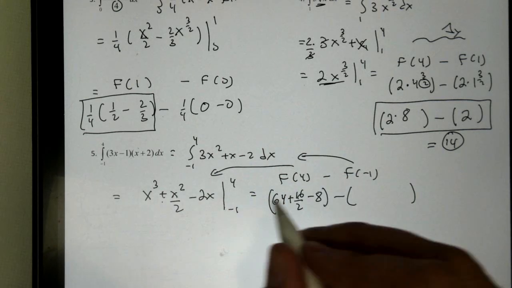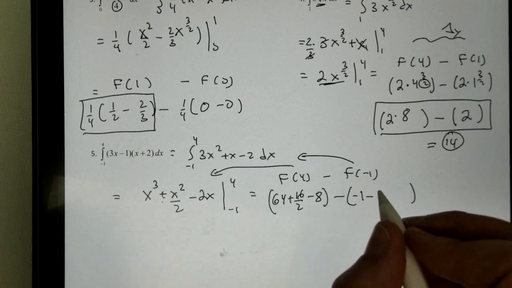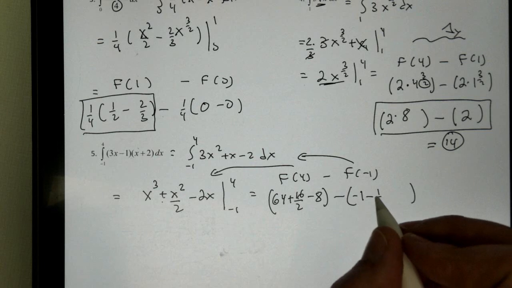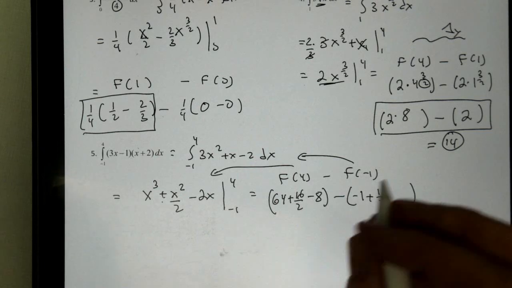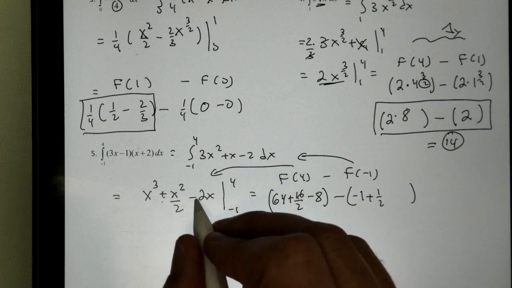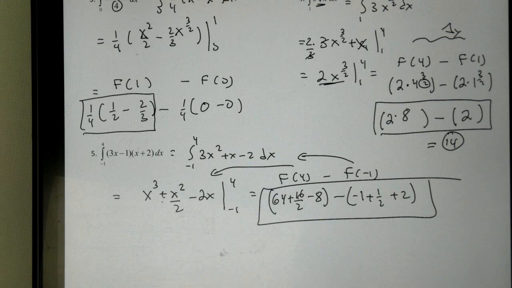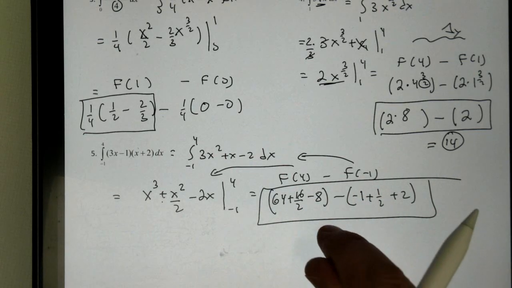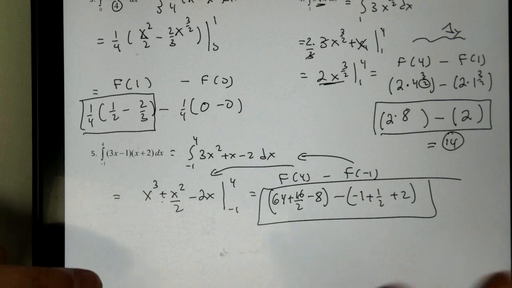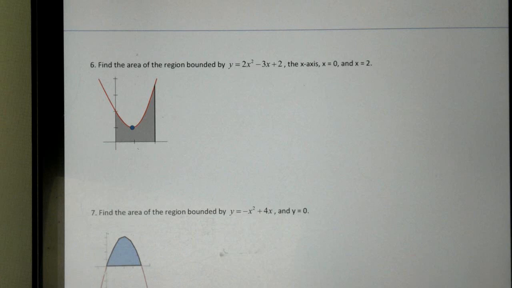Plug in negative 1. Negative 1 to the 3rd is negative 1. Negative 1 squared is 1, so that becomes plus 1/2, excuse me. And then if I plug in the negative here, negative 2 times the negative 1, we get plus 2. There is your final answer. Don't simplify that, just leave it alone. It'll take you longer to simplify it than to get the actual answer itself. We're done. Move on.